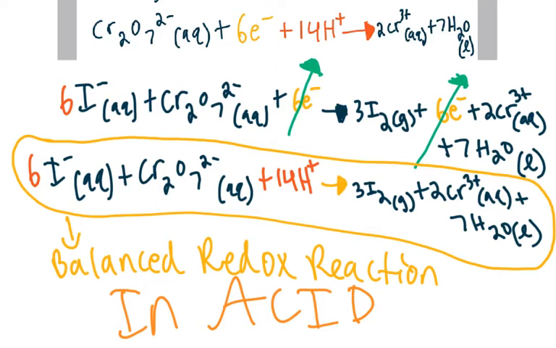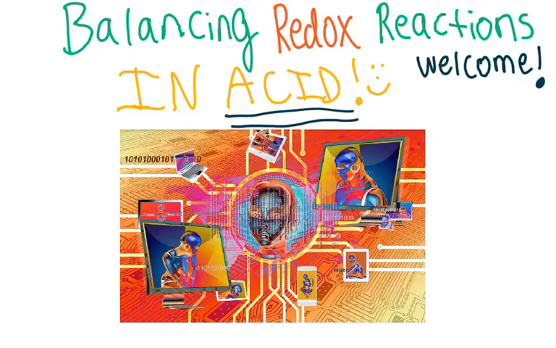Pretty much, if you got this down, you'll get that down pretty easily because it's pretty much the same thing until you get to the end where you add OH hydroxyl groups on both sides, and then you do a few more steps, and then that's a balanced redox reaction in base, okay? But hopefully this video made sense to you guys.